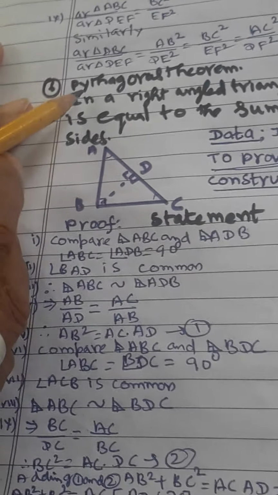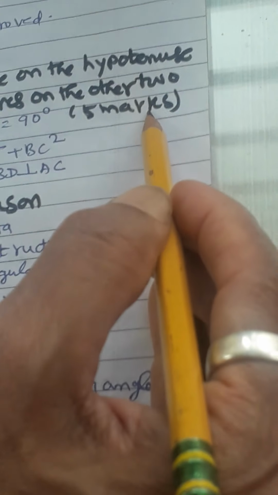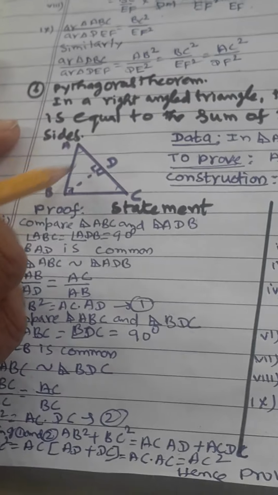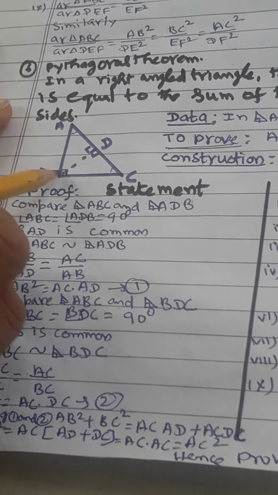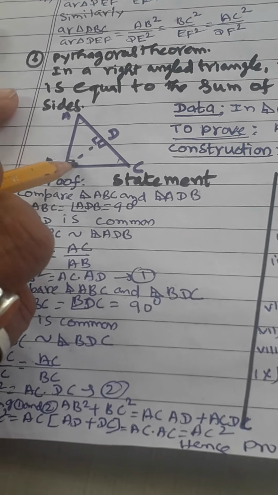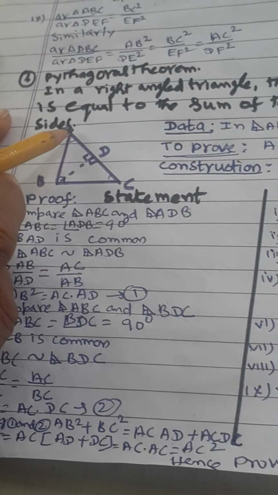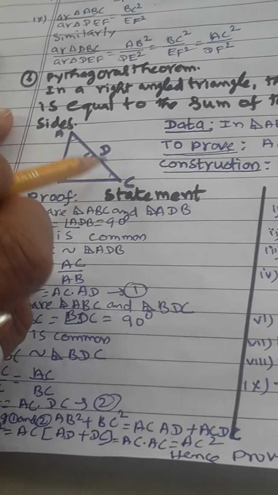Okay, then let us see about Pythagoras theorem. It is 5 marks actually. What the Pythagoras theorem says is, in a right angle triangle, the square of the hypotenuse... you know what is hypotenuse? In this triangle ABC, B is 90 degrees. So the side opposite the 90 degree, we call it the hypotenuse.